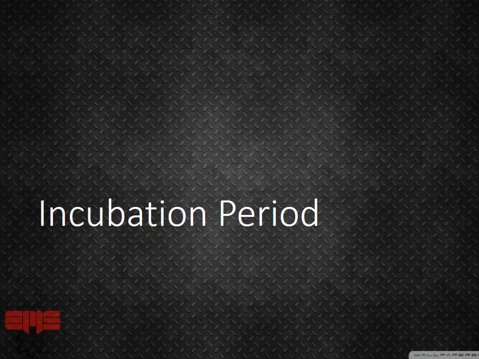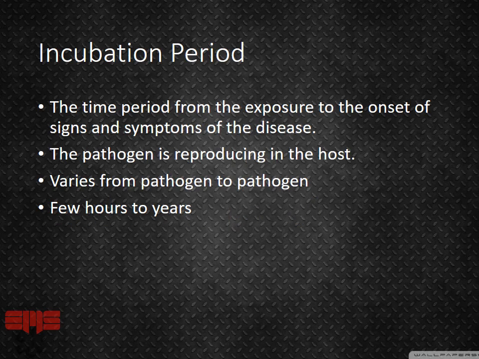One last thing: incubation period. So the chain has been intact. You have the pathogen, the reservoir, the mode of exit, the mode of transmission, the mode of entry, and you're susceptible. You get it, and there's an incubation period, which is the time from the exposure to the onset of signs and symptoms of the disease. For example, the GI virus, norovirus, you get it about 24 to 48 hours later. You come down with nausea, diarrhea, sometimes vomiting, that sort of thing.